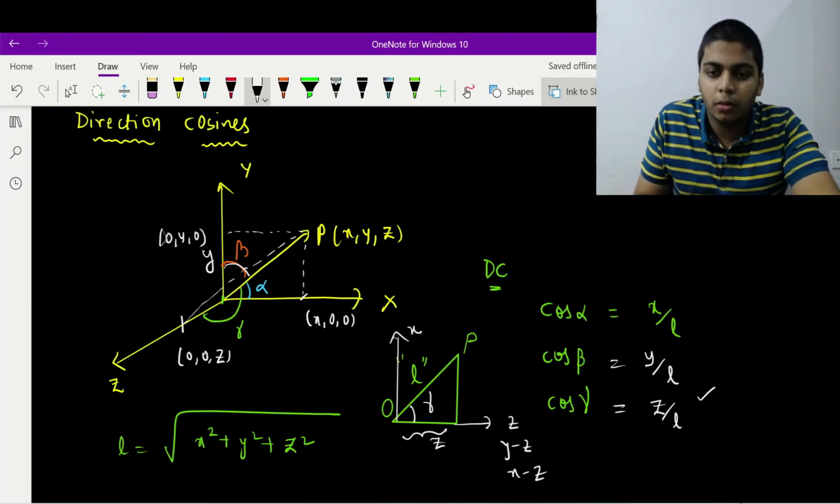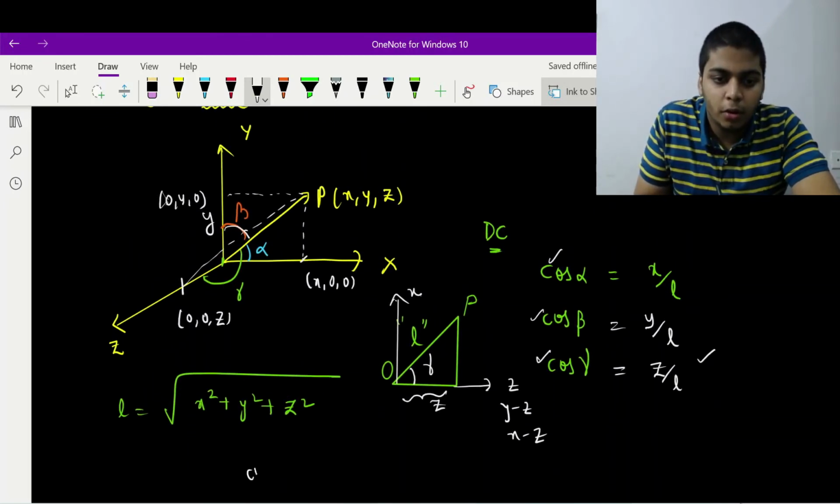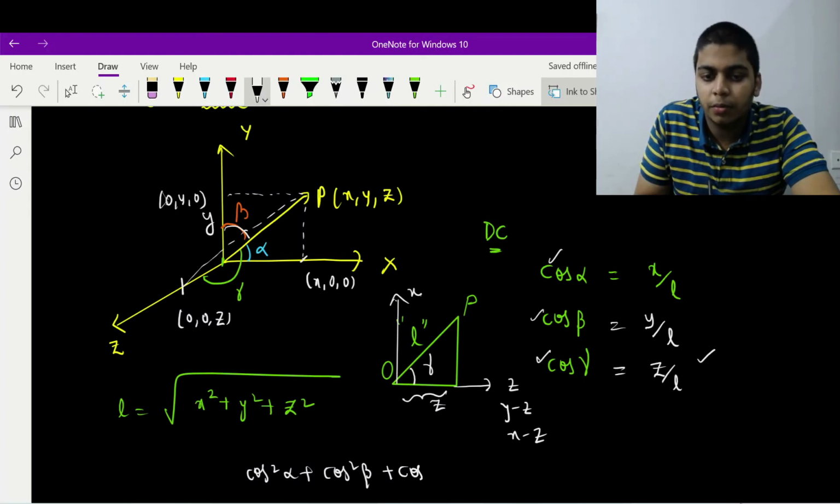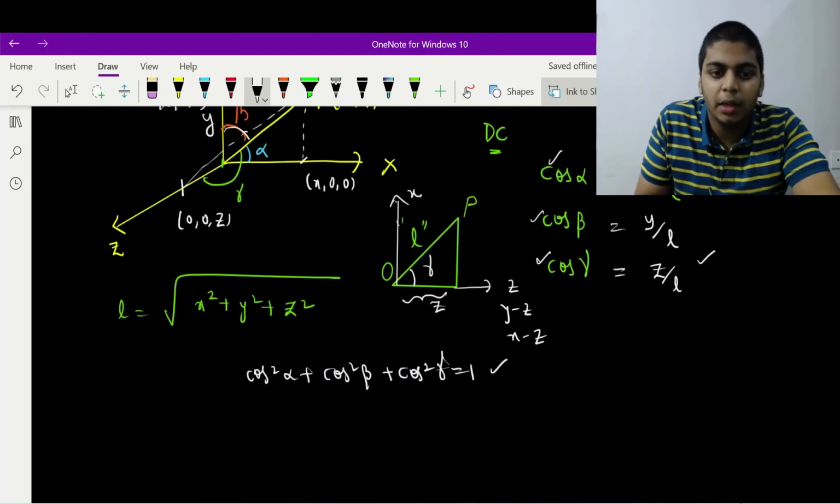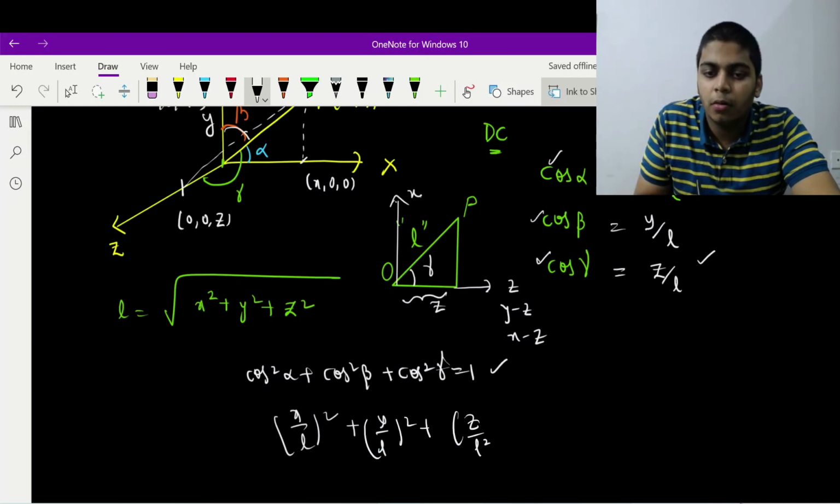Now we have derived the directional cosines cos alpha, cos beta, and cos gamma, and we have a property of these: cos square alpha plus cos square beta plus cos square gamma is equal to 1. Let us see how. Your cos alpha is nothing but x by L, right? So (x by L) whole square plus (y by L) whole square plus (z by L) whole square is equal to 1, right?